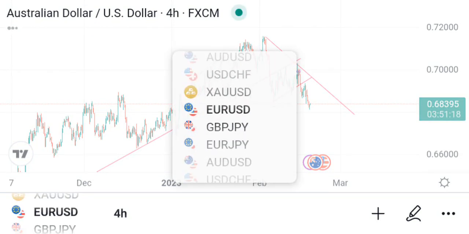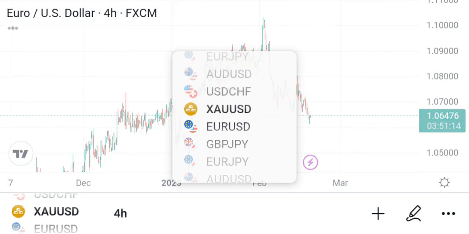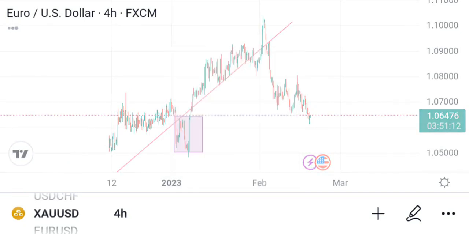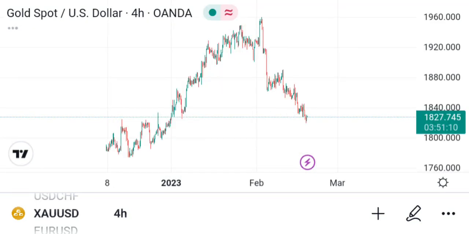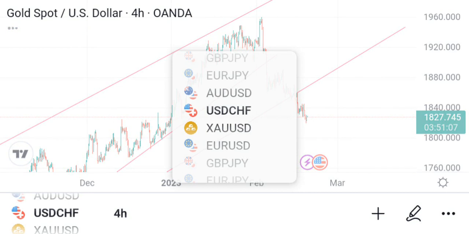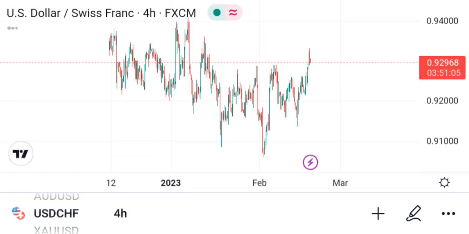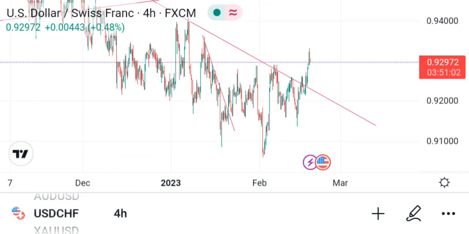USD Swiss francs. I've been trading this for a long time now, for some weeks now. There's something I've been doing, and I'm going to be showing you in this video.